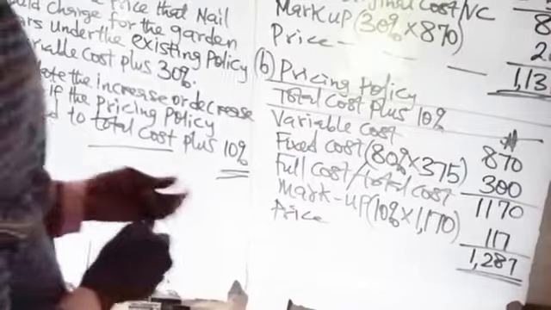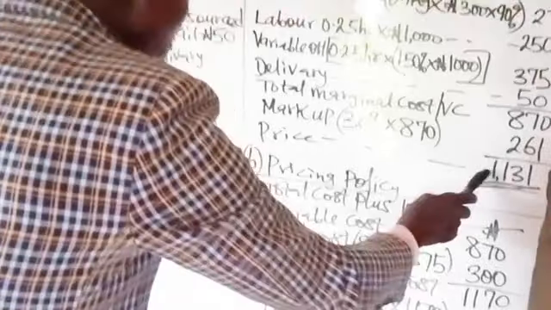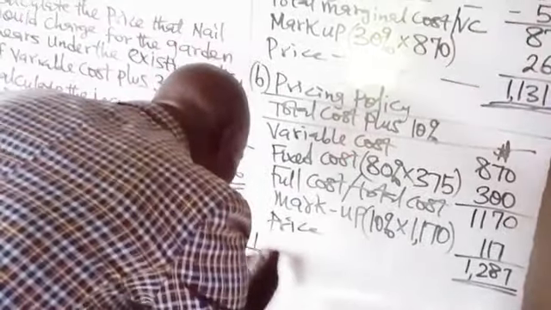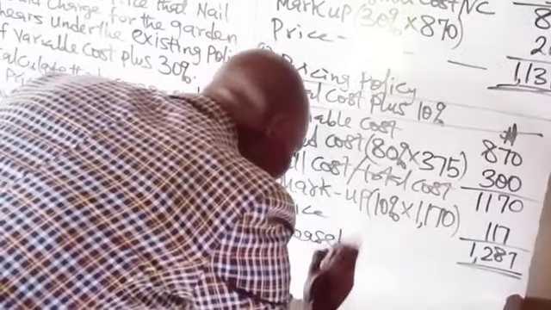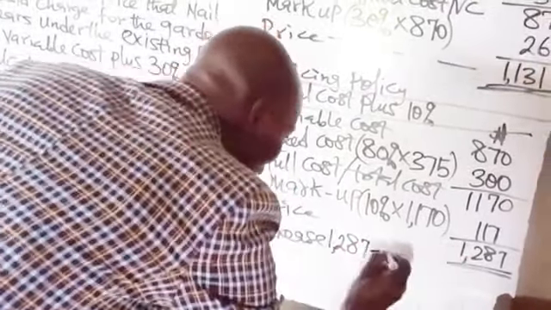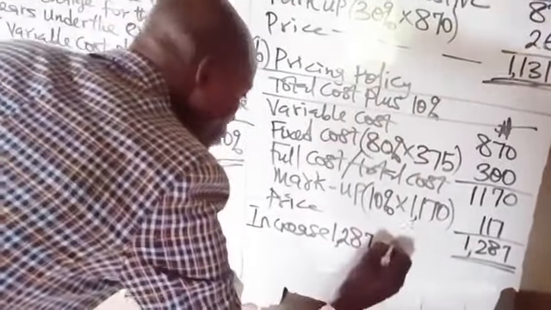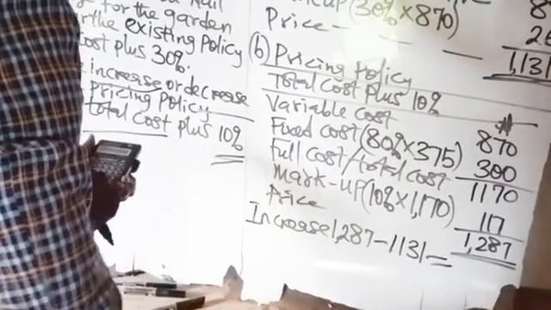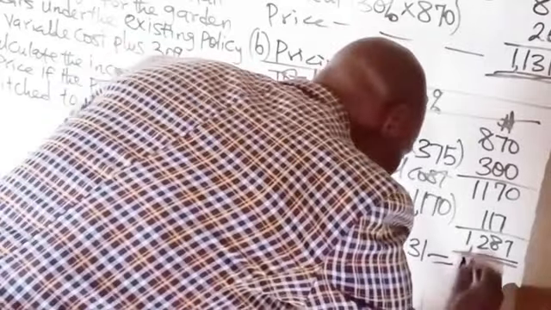Now, if you compare this price with the existing price, you discover that this price is greater. Since the price under this new policy is greater than the price under the existing policy, you have an increase in price. And how much is that increase? It is 1,287 minus 1,131. You have an increase of 156 naira. This marks the end of the solution to the question.